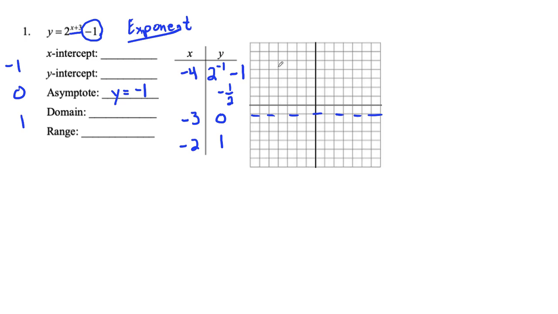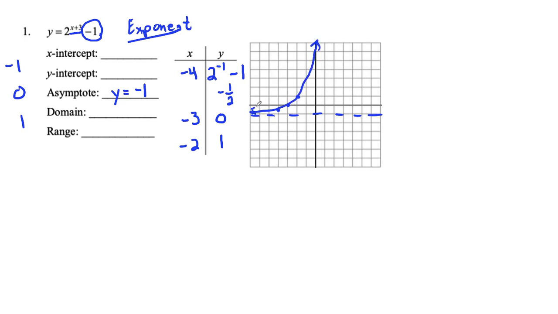I'm going to plot my points. I have a point at (-4, -1/2), so I'm about right here. I have a point at (-3, 0), and I have a point at (-2, 1). Then I'm going to sketch my graph. So my exponential function is looking something like this.